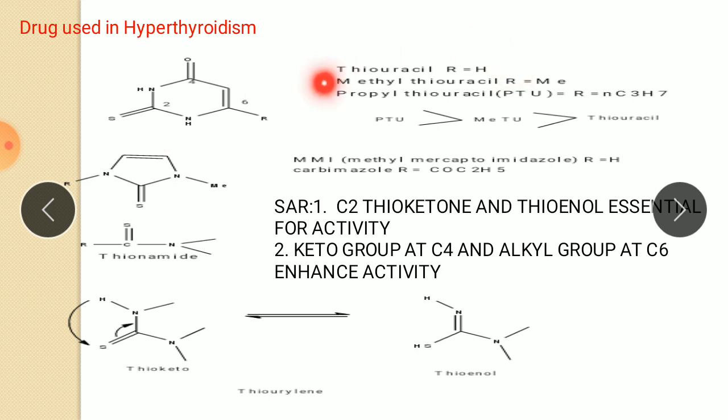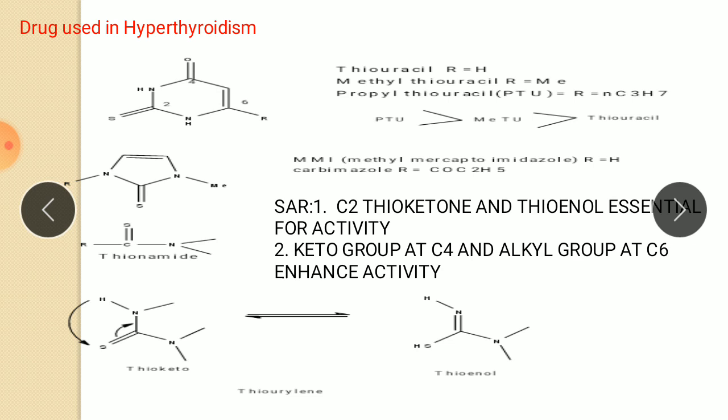So in case of this compound, that is PTU, methyl thiouracil and thiouracil, more active is PTU. So PTU is more active than the methylthiouracil, which is more active than the thiouracil. The ability of PTU to inhibit the enzyme 5-deiodinases, the peripheral deiodination of T4 to T3, has made PTU the drug of choice in treatment of emergency thyroid storm. Thyroid storm means sudden increase in thyroid hormone.